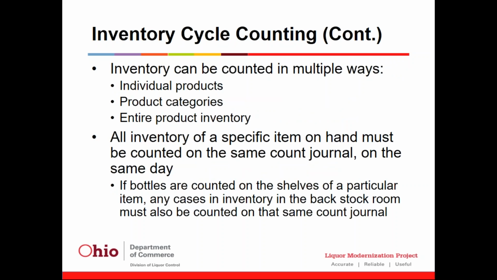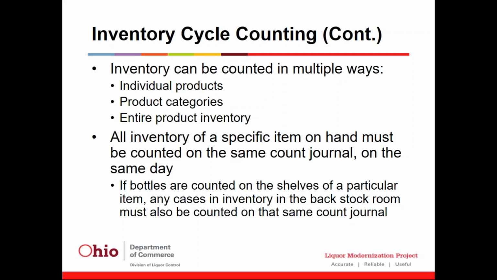So inventory can be counted in multiple ways. You can count by specific individual products. You can count by product categories. You may organize your cycle counts and organize your plan by product categories, or you can decide to count everything all at once. Some smaller agencies are saying this is a good plan for them, that once a month on a Sunday they're just going to count everything, and that is acceptable. We're just offering cycle counting as a means to not have this be as much of a disruption to your business.